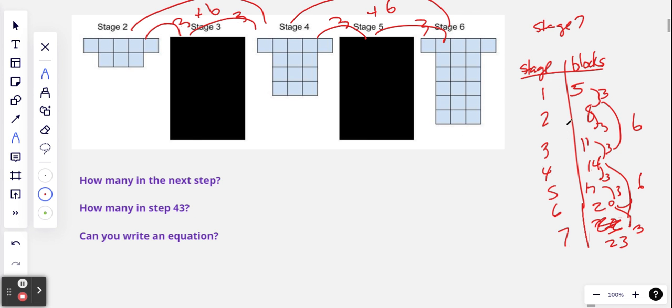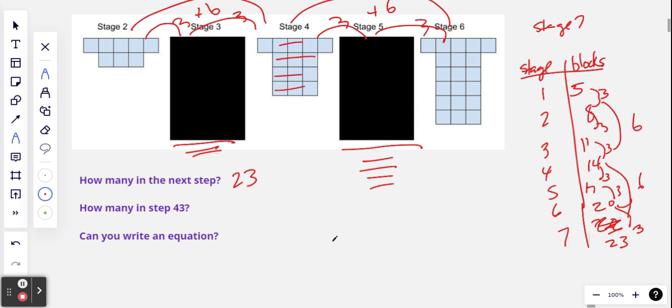And now that I see this with the numbers, the visual pattern makes sense. In step 1, you start with these 5 blocks and then you add 3. And then this one in step 3 is going to have the 5 blocks and then 2 sets of 3. And then we've got 5 blocks and 3 sets of 3. This one's going to be 5 blocks and 4 sets of 3. And then we've got 5 blocks and 5 sets of 3, etc. Okay, so this is all making sense to me now. I hope it is to you too. We determined that stage 7 has 23 blocks in it.